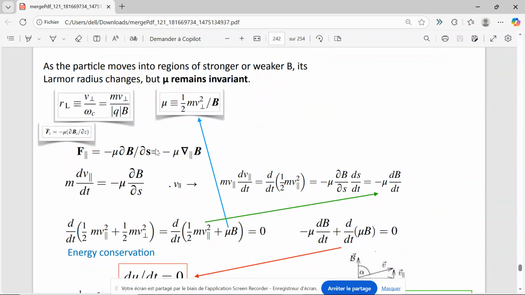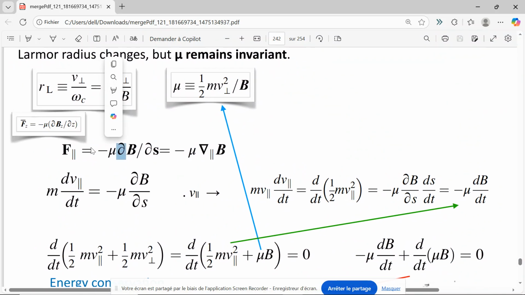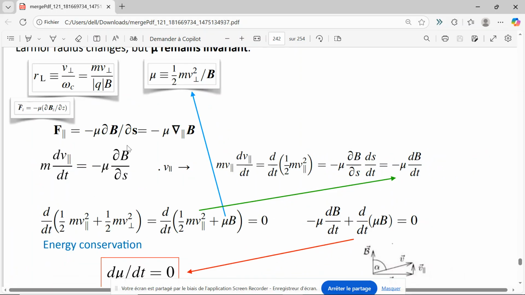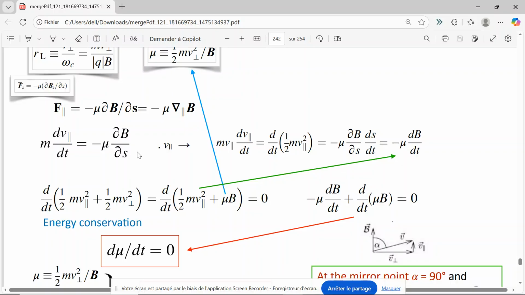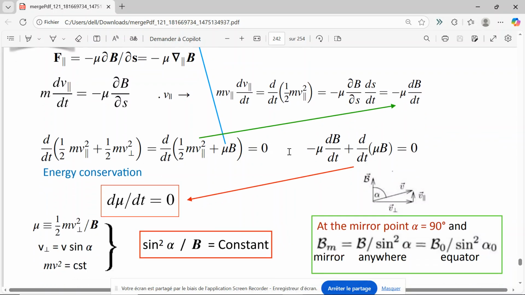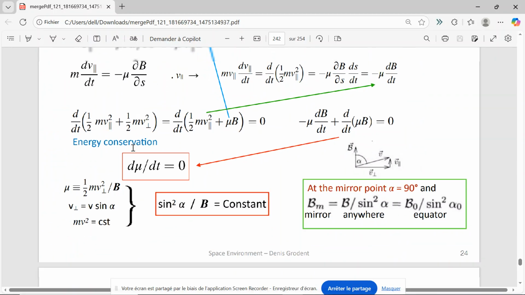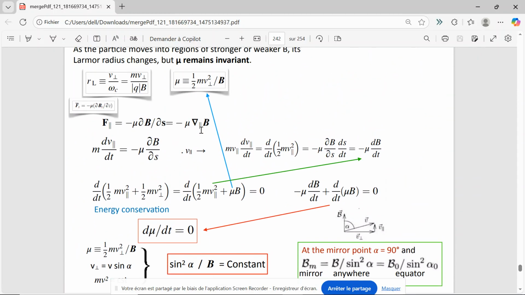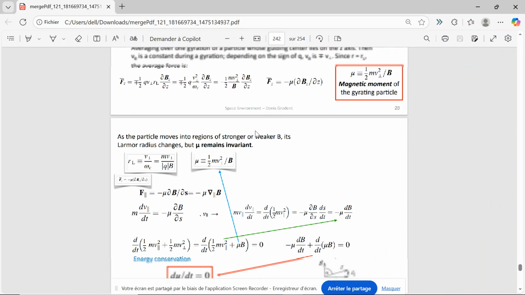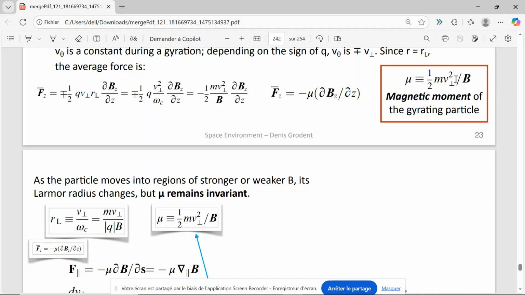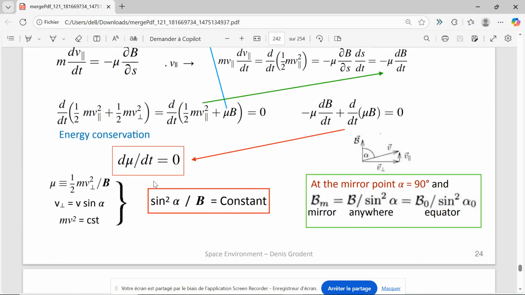So F parallel is the definition we got right here, and we use a curvilinear variable here in order to be as general as possible. Here is Newton that we just applied, and if we play a little bit with it, we can get the energetic expression. So we got that the variation of the magnetic moment with respect to time is equal to 0. And the magnetic moment, we know its definition, we have it here. So we replace it, and v perpendicular is equal to v sine alpha.